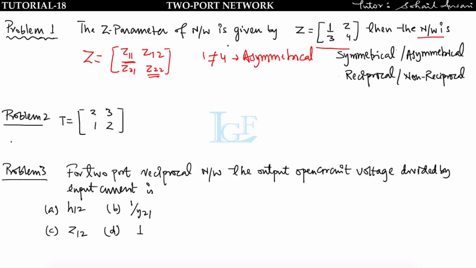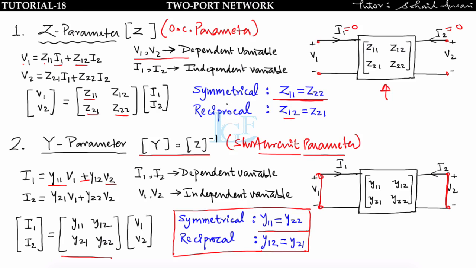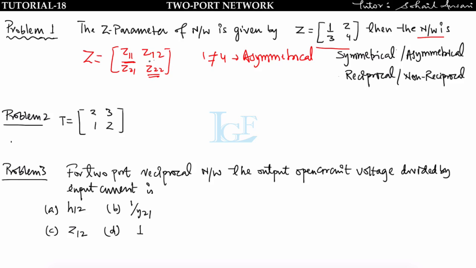Now for reciprocal, Z12 must be equal to Z21, meaning these two must be equal. Here they are not equal, so we can say that this is a non-reciprocal network.